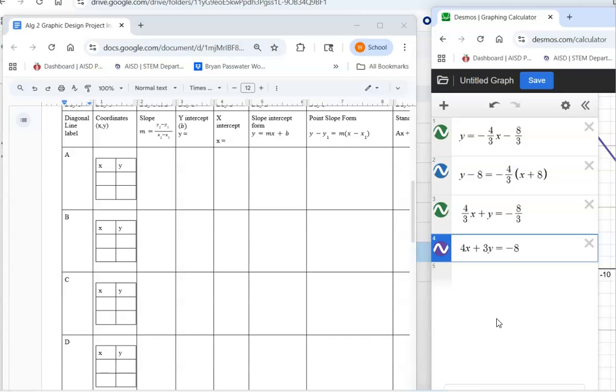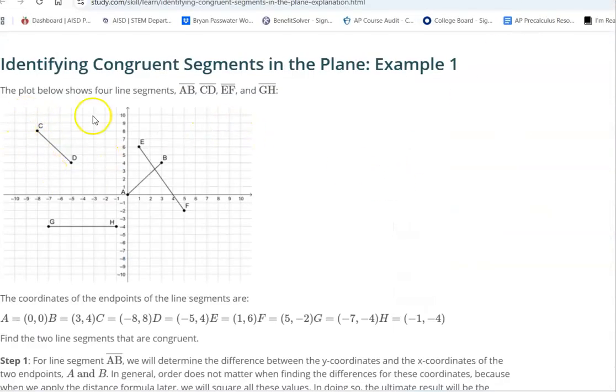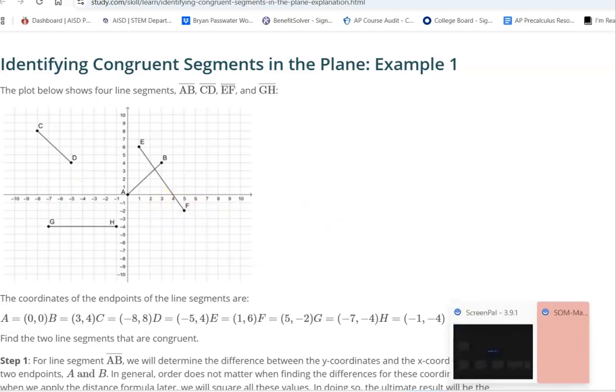And that's all I'm asking you to do. I know that was a lot of math, but hey, welcome to Algebra 2. So that is what I did for one line. I did all the math for this line right here. You have to do that for 12 lines.